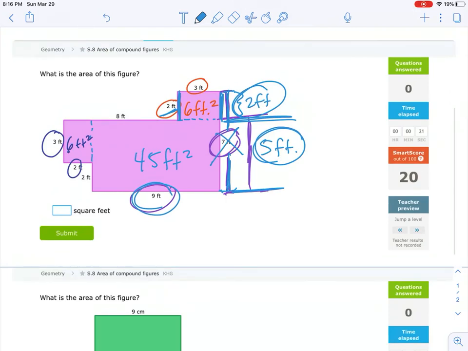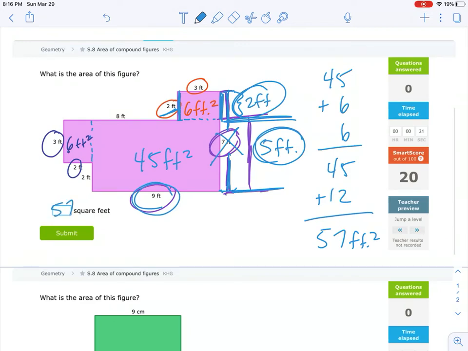So last, I need to add all of these together. So I have 45 plus 6 and 6. 6 plus 6 makes 12, so that's the same thing as 45 plus 12. So that is 57 feet squared, or square feet, for the final answer on this one.